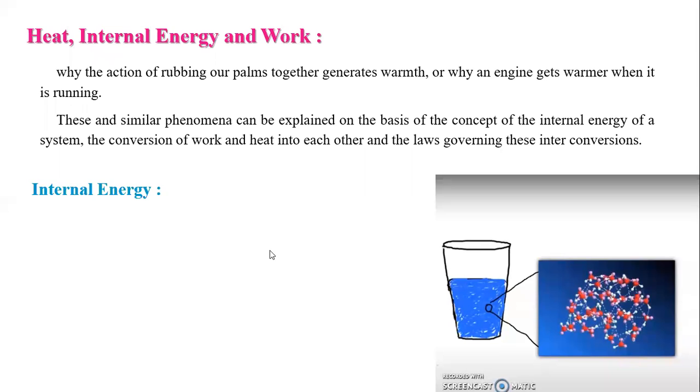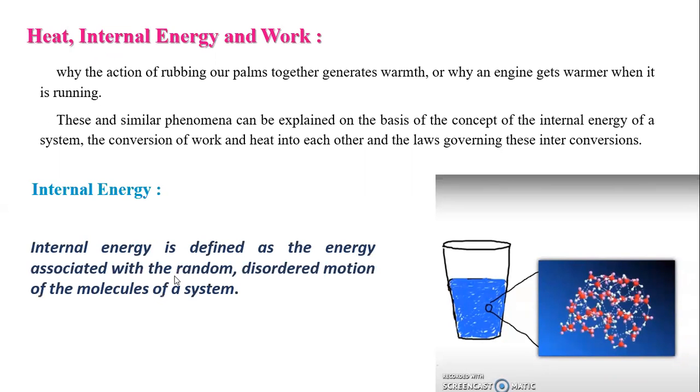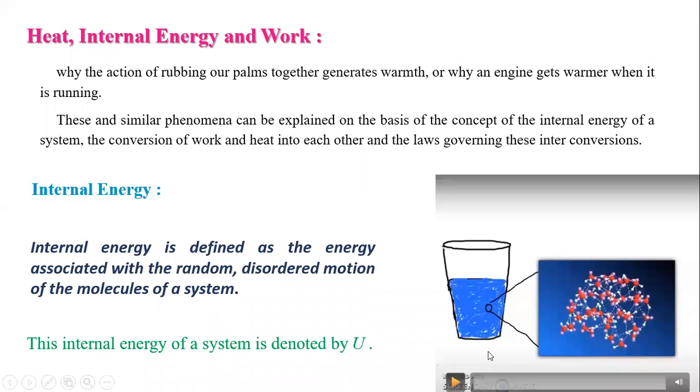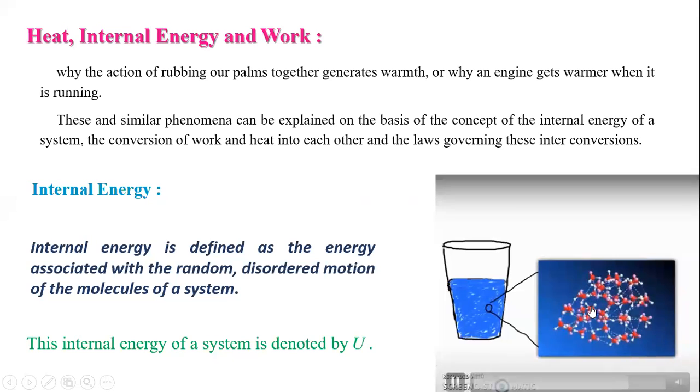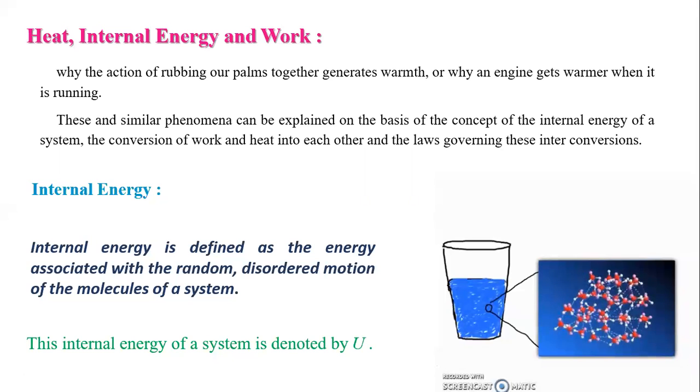Now let me start with internal energy. Internal energy is defined as the energy associated with the random disordered motion of the molecules of a system. You can see the diagram here. These molecules of the liquid are moving randomly, and the energy associated with this random motion is called internal energy. And internal energy is denoted by the letter U.